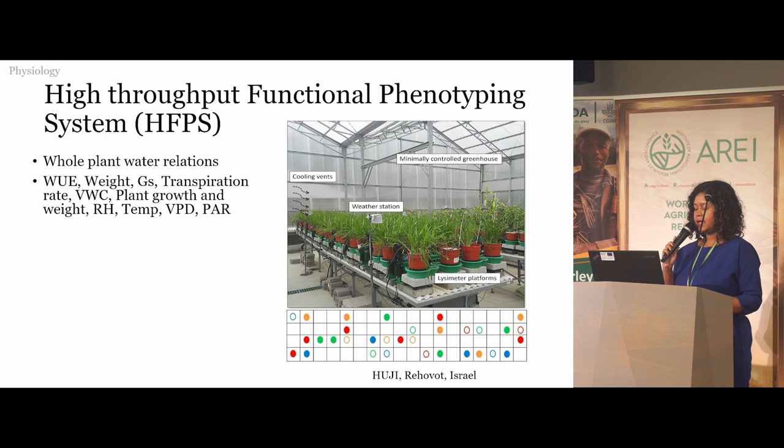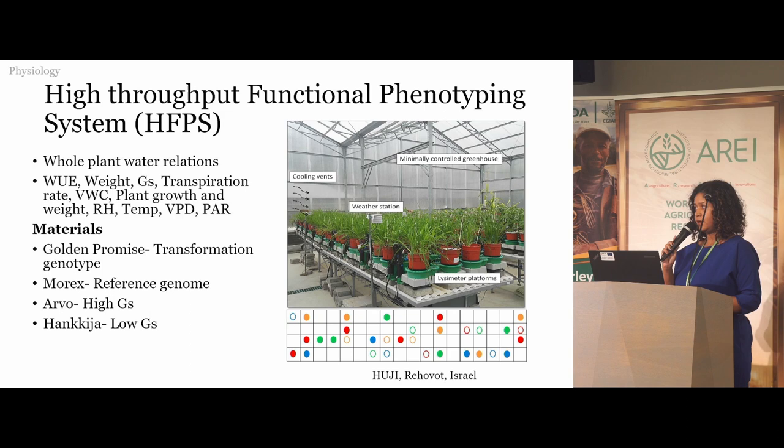And the varieties that I have used here are Golden Promise, because it's a transformation genotype, Morex as a reference genome, and Arvo and Hankkija, these are the two Finnish varieties having high and low stomatal conductance. And this experiment was done at the Hebrew University of Jerusalem, Israel.